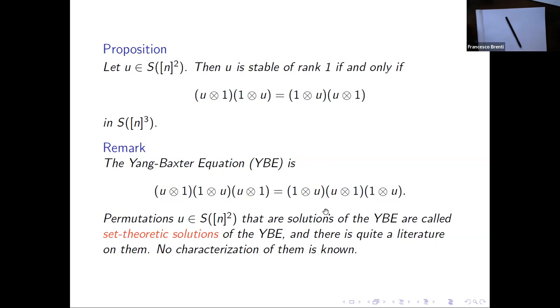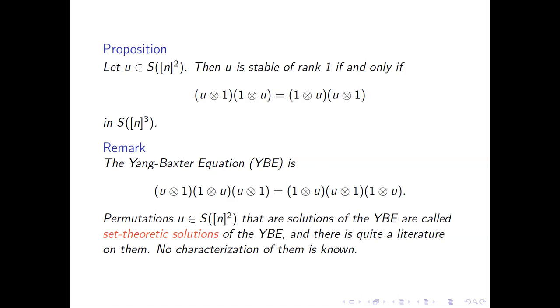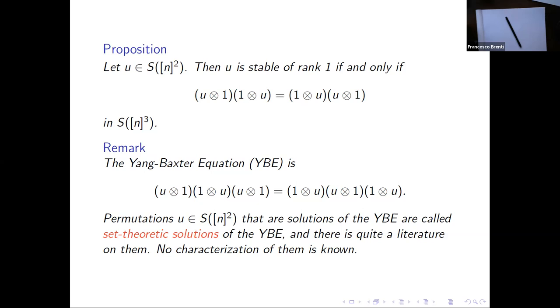In fact, yes? So how are you defining multiplication in these tensors? Well, okay, so this is what I said at the beginning. Let me be more precise. So u is a permutation of n squared. U1 is the identity of Sn. So this is a permutation of n cubed. It does something on the discrete cube of sides n. This is also a permutation of n cubed, and I just multiply them as permutations.